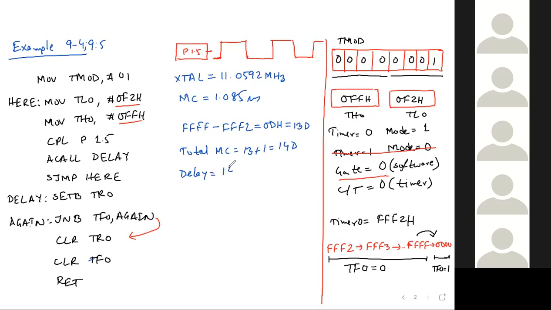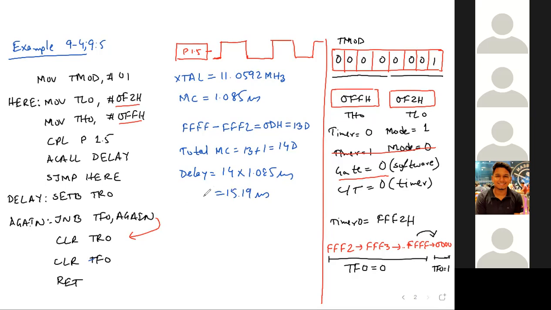Okay. So what is the delay generated? The delay will be simply 14 times 1.085 microsecond. How much do you get? Come on, if you multiply this, how much do you get? Sir, 15.19 microsecond. Right, 15.19 microsecond.